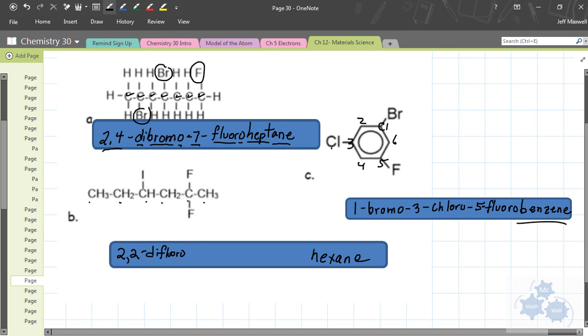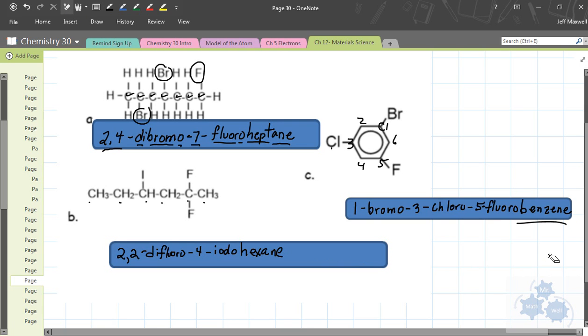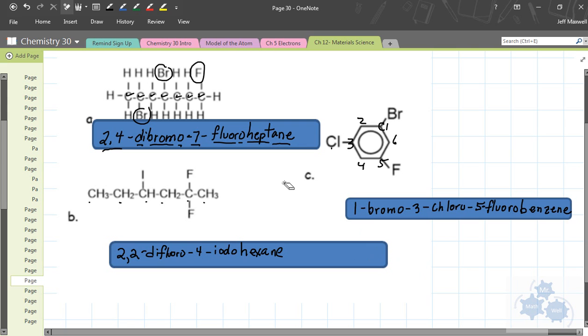Then what's next? 3, 4. Okay, so dash 4 dash. This one's a bit tricky. It's iodo, hexane. And that'll be all one word. Okay. So take a look at that and just study that naming. It's important.